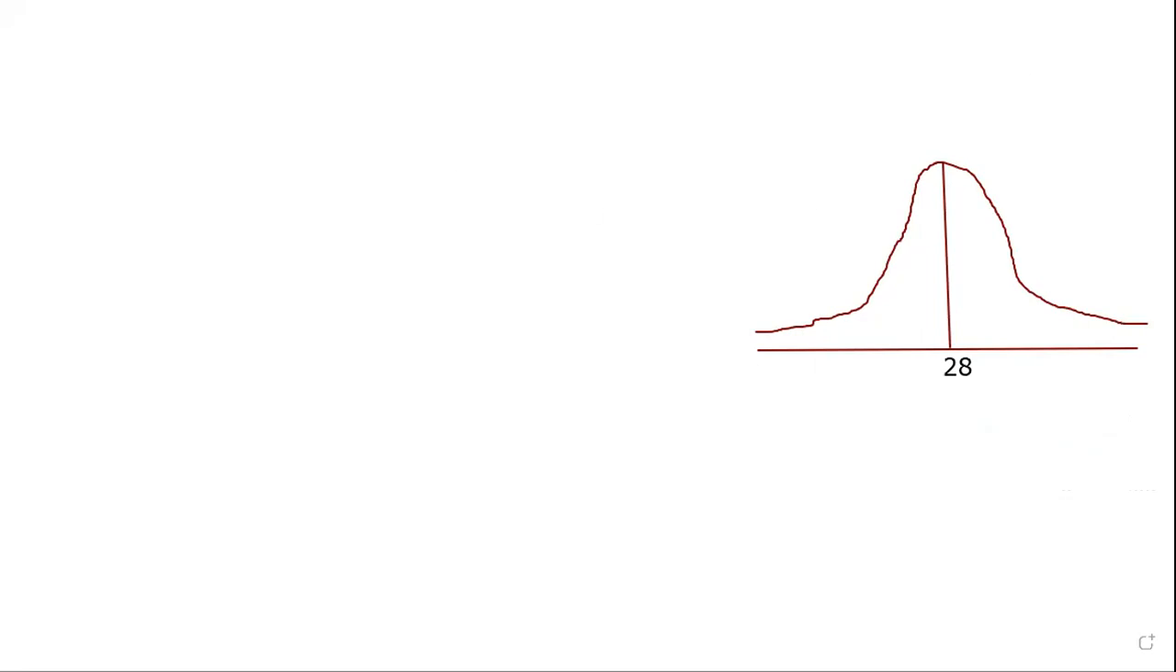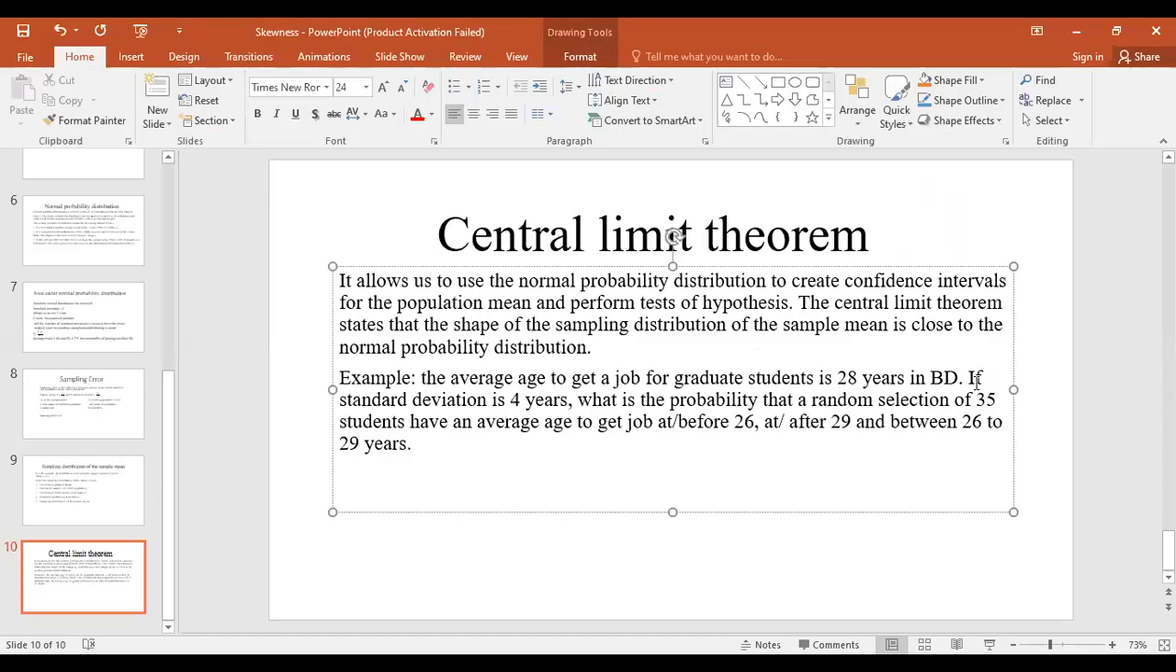In this problem, it takes 28 years on average in Bangladesh to get a job. The average age for a graduate student to get a job in Bangladesh is 28 years. If the standard deviation is 4, what is the probability that a random selection of 35 students has an average age to get a job at or before 26, at or after 29, or between 26 and 29, given that the mean is 28? Whatever value is higher than 28 will be at or after. That means we will show everything here.